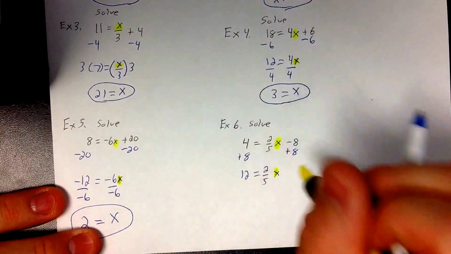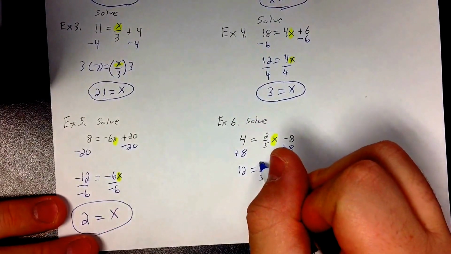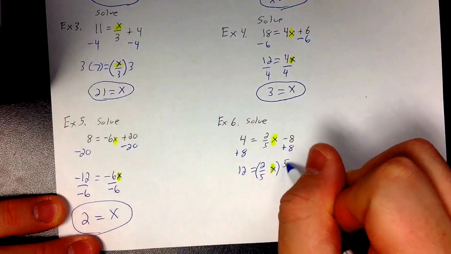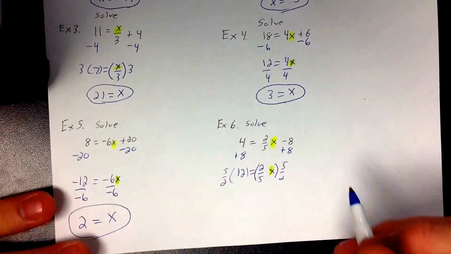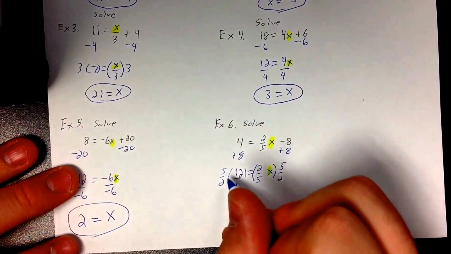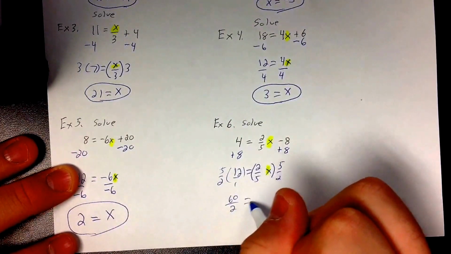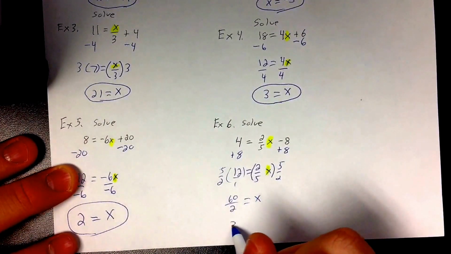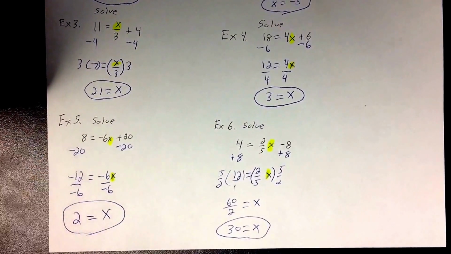So again, I'm trying to get x by itself here, so I got to get rid of the 2/5. Again, if I want to get rid of a fraction, I multiply both sides by the reciprocal. So I can think of that as 12 over 1. 5 times 12 is 60. 2 times 1 is 2 equals x. Well, 60 divided by 2 is 30. So x equals 30.